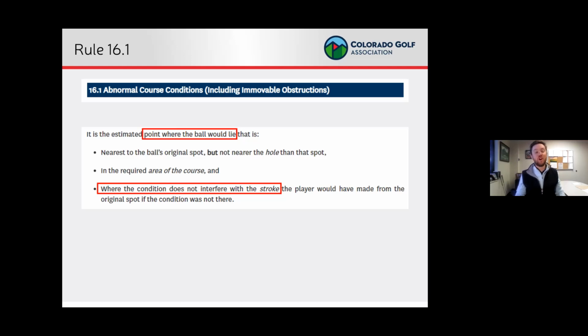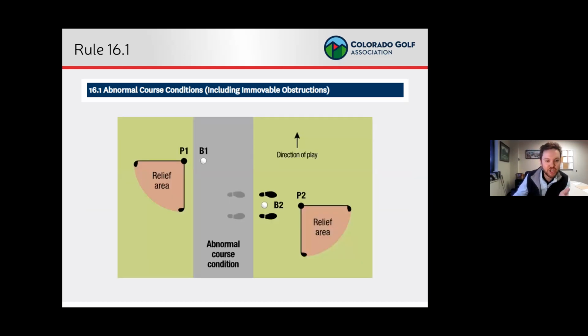So if our stance, as a right-hander, which we'll see in a minute, is on a cart path, the nearest point of complete relief is the point where the ball would lie, where our stance is no longer on the cart path. So here's a good picture in the rules. If we're looking at B1, direction of play is going up. If we go to the left, our stance as a right-hander is off the cart path. We have free and clear relief.